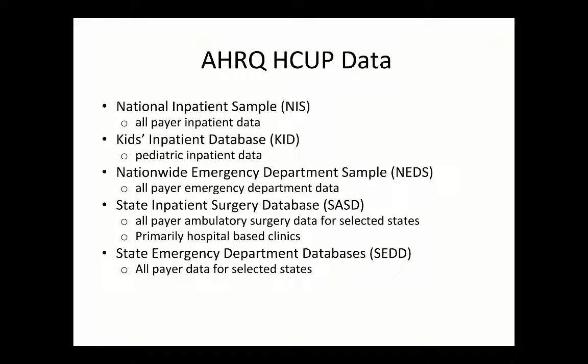The HCUP data is made up of several unique data samples, including the National Inpatient Sample, which includes all payer inpatient data, Kids Inpatient Database, which includes pediatric inpatient data, Nationwide Emergency Department Sample, which includes all payer emergency department data, State Inpatient Surgery Database, which includes all payer ambulatory surgery data for selected states and is primarily hospital-based clinics, and State Emergency Department Databases, which includes all payer data for selected states.